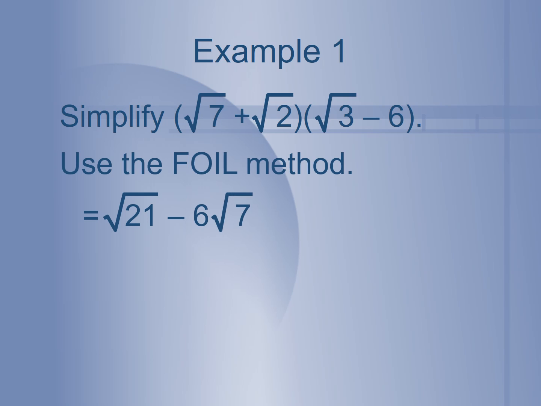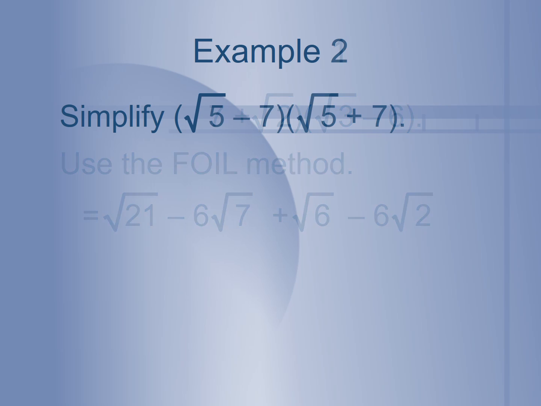And then using the FOIL method, the outer terms, the square root of 7 times negative 6 would be negative 6 square roots of 7. And then doing the inner terms, the square root of 2 times the square root of 3 would give me the square root of 6. And then my last terms, the square root of 2 times negative 6 would give me negative 6 square roots of 2. And then looking at all these radicals, I see that none of them are the same, which means none of them can be simplified. That means that was my final answer.